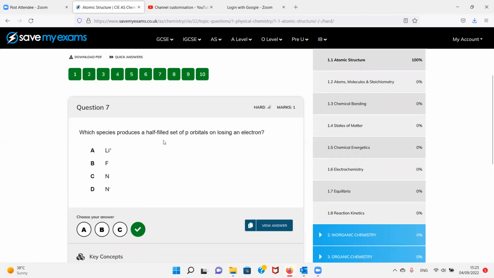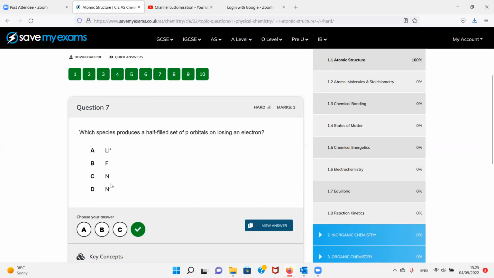7. Which species produces half-filled set of p orbital on losing an electron? So if any of these species loses an electron, it will form half-filled set of p electrons. So in this case, if the nitrogen loses an electron, the p orbital will not be fully filled. And the same applies to the other elements.